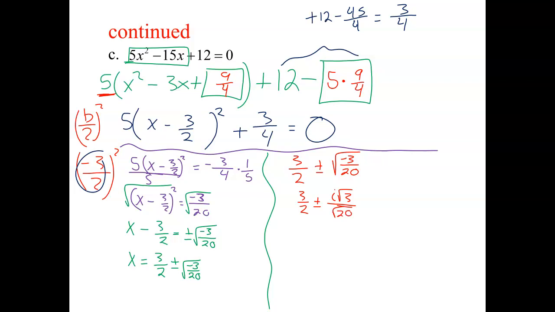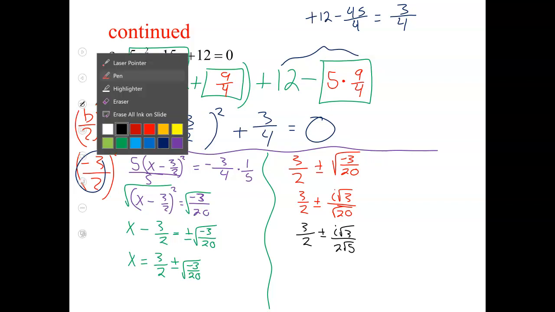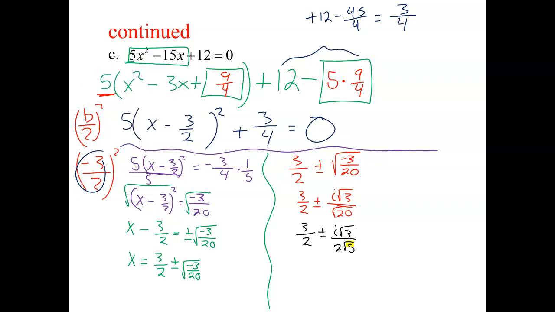Now I have that 20, I can simplify that. Root 5. i root 3 over root 5. Okay, now I got to get rid of that square root of 5. So this is the rationalizing.